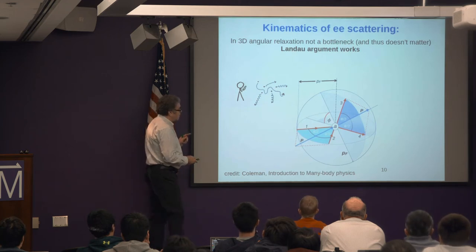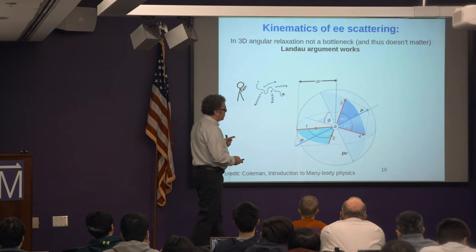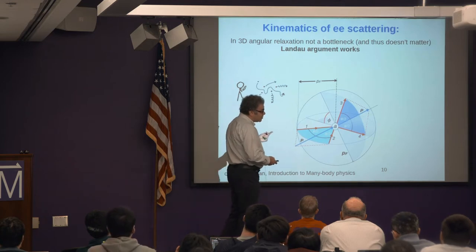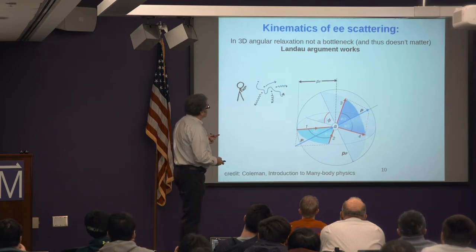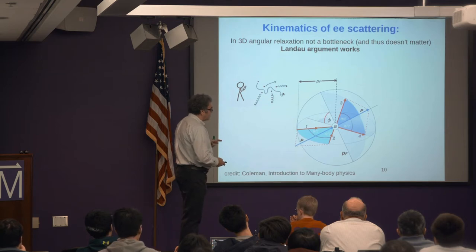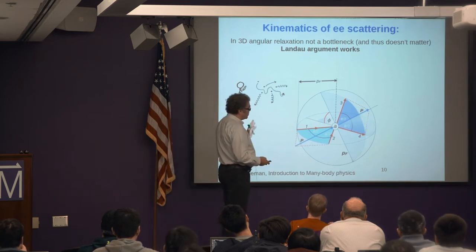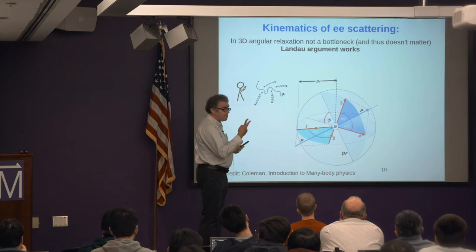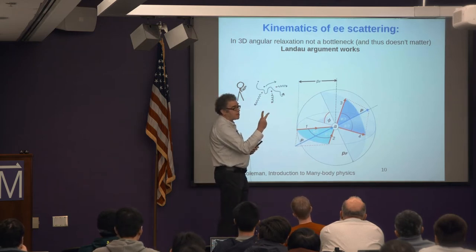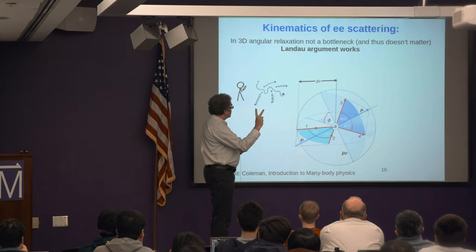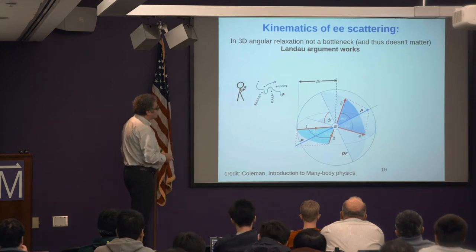So in this argument, we don't worry about momentum conservation, even though in the Fermi liquid, particularly in the Fermi liquid that Landau was thinking about in helium 3, momentum is conserved. However, the argument doesn't depend on it. The phase space argument doesn't depend on it, and this is so because in three dimensions, momentum conservation does not pose a bottleneck because two particles with momenta arranged in a generic way can scatter, preserving total momentum. And in that process, they can scatter by large angles, as this picture illustrates.